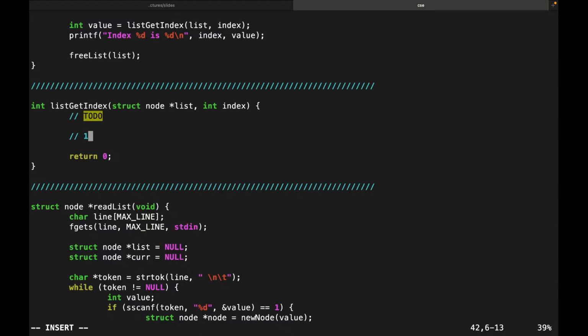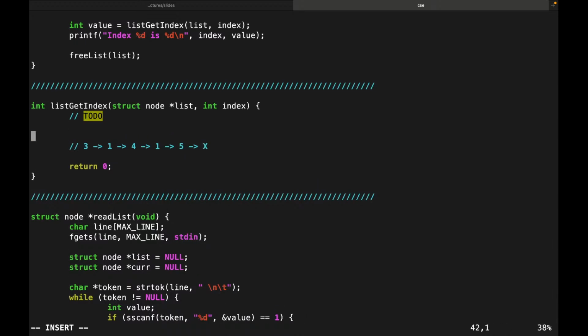So suppose I have this list, right? 3, 1, 4, 1, 5. And here are the indexes of the values in this list: index 0, 1, 2, 3, 4. Now, let's say we wanted to get index 2 of the list. So I want to get index 2, so that's this value here.